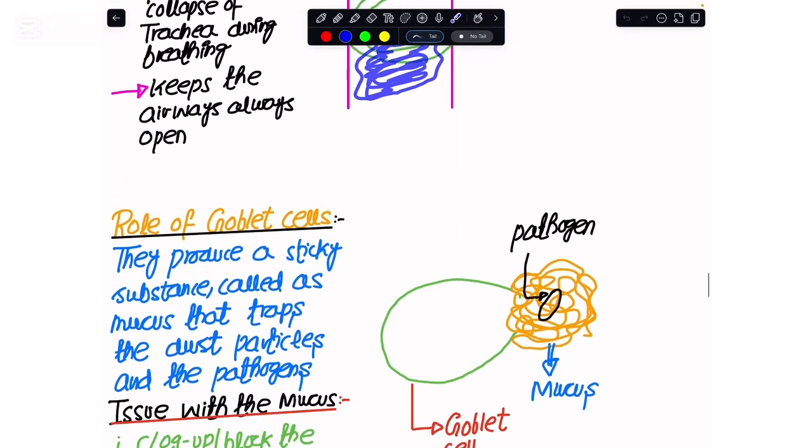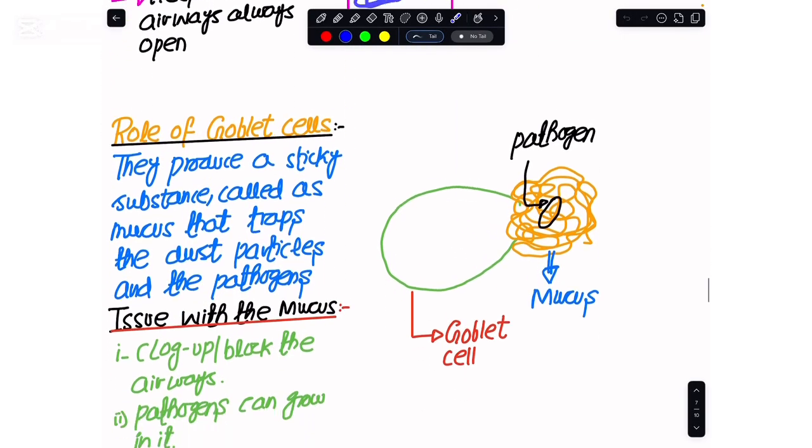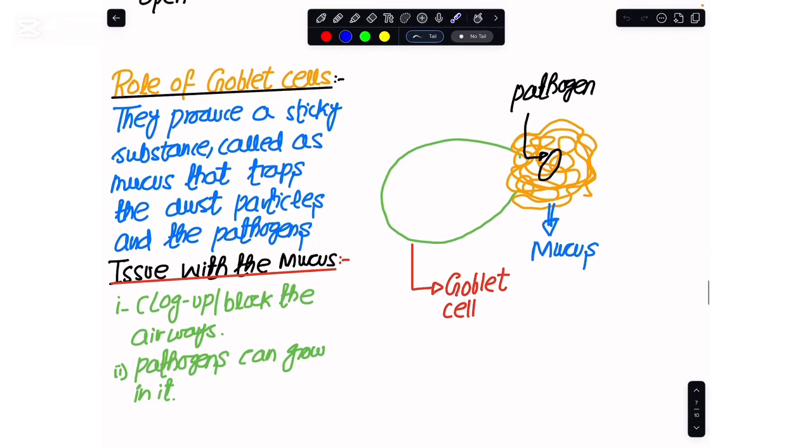And the other idea is that this mucus is a nutritious media in which the pathogens they have trapped can grow, and that would cause some diseases of the respiratory system. So the issue with the mucus is, as I've said, that it can clog up or block up the airways, and some pathogens can grow in it.